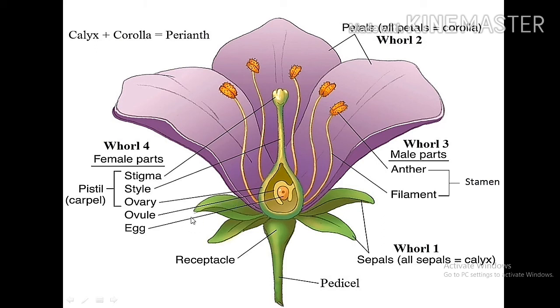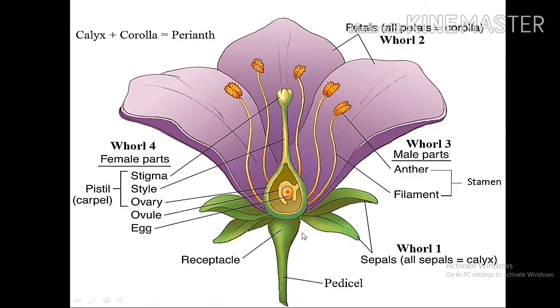Here you can see this is known as ovule, and after fertilization the ovule becomes seed and the ovary becomes fruit, and this is known as egg, which is a female gamete. So this is the female reproductive part of a flower.